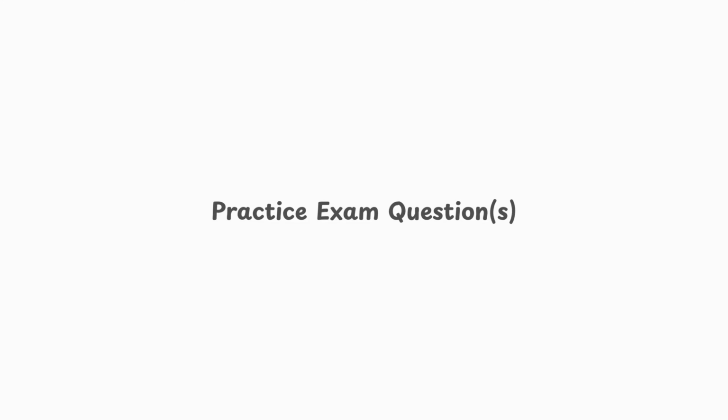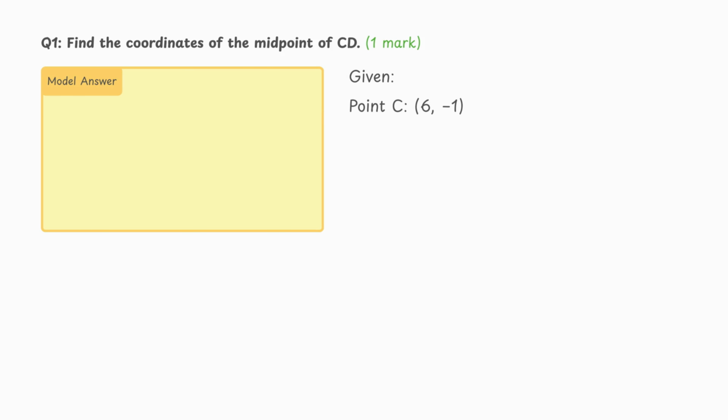Now let's dive into some exam-style practice questions. You can pause the video and try yourself. Find the coordinates of the midpoint of CD. We are given two coordinates. Point C has the coordinates 6, -1. Point D has the coordinates -2, 7. Our job is to find the point exactly halfway between C and D.